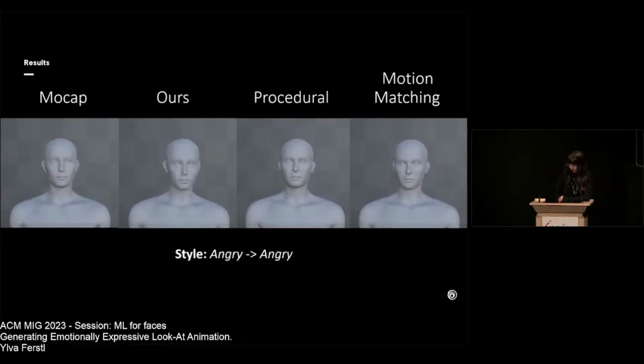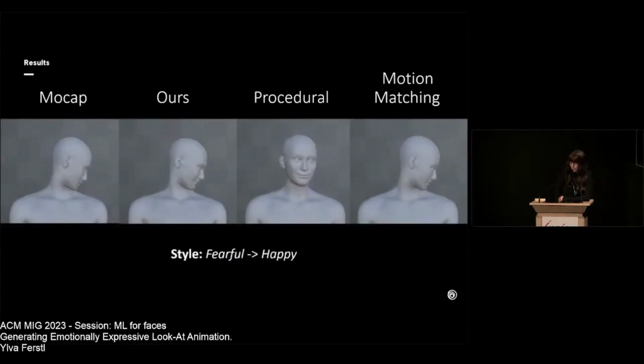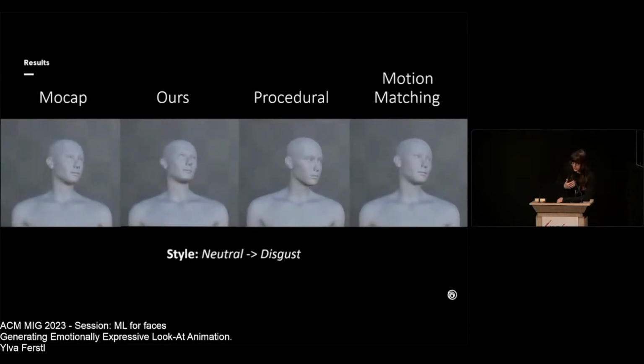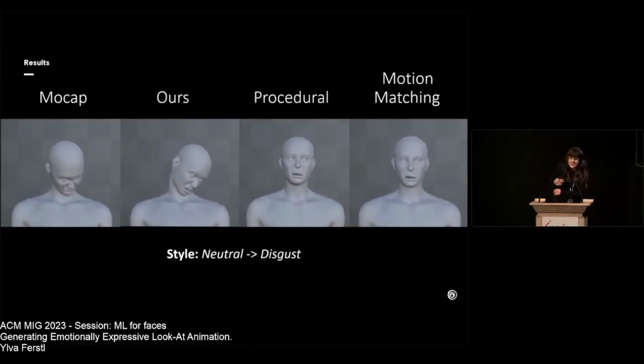Okay, the next example is a fearful engaging to a happy reaction. The key characteristic of the fearful motion is a very sudden turn, a startled sudden turn. And the happy reaction is this sideward tilt of the head, like, oh, cute.